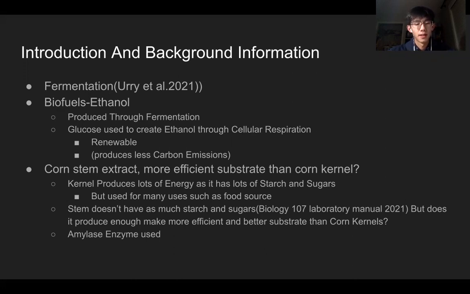into ethanol. In a society where much of our energy is non-renewable, the search for sources of renewable energy is very important. And one of those ways to obtain renewable energy is through biofuels such as ethanol, which is created through alcohol fermentation and are a cleaner fuel than fossil fuels as they produce less carbon emissions.